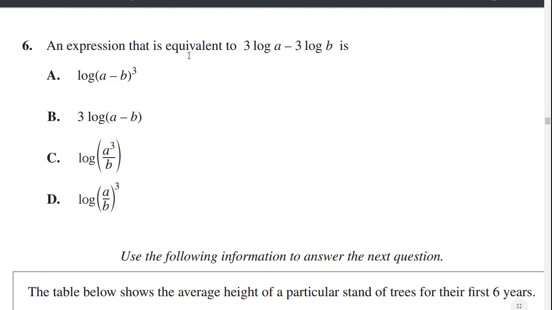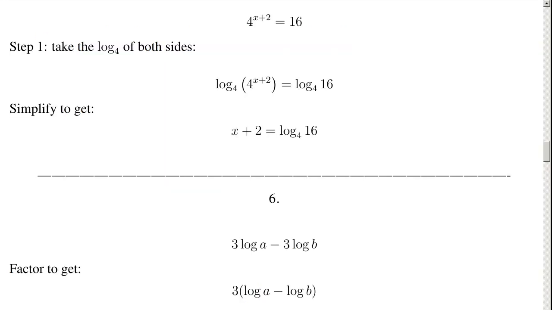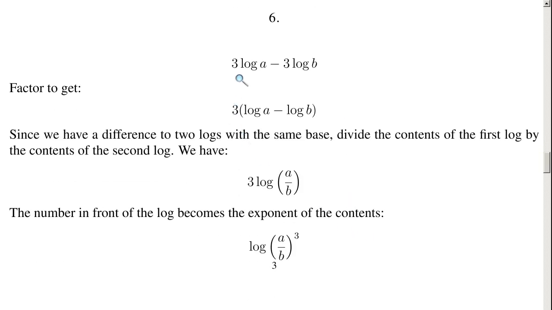An expression that is equivalent to 3 log a minus 3 log b is. 3 log a minus 3 log b. Factor it to get, so I'm just factoring out the 3, to get log a minus log b. Since we have a difference of 2 logs with the same base, divide the contents of the first log by the contents of the second log we have.